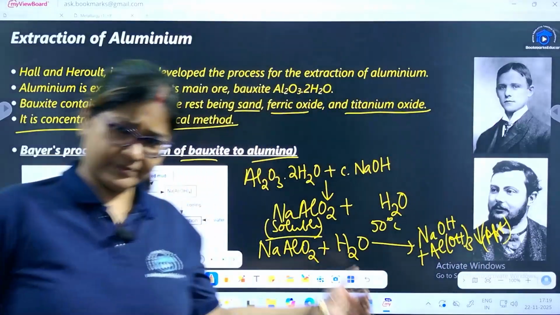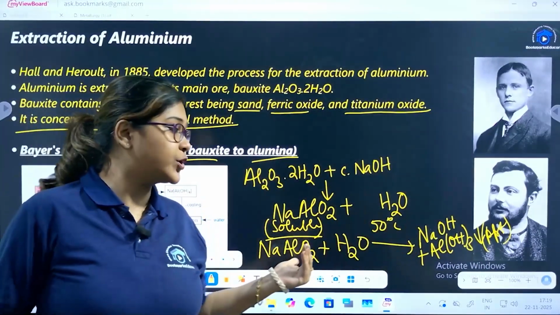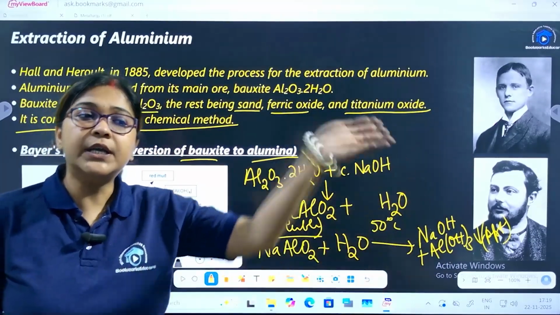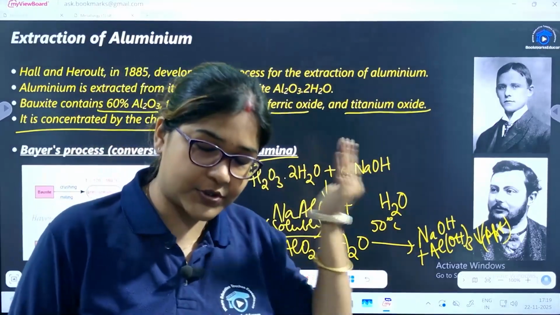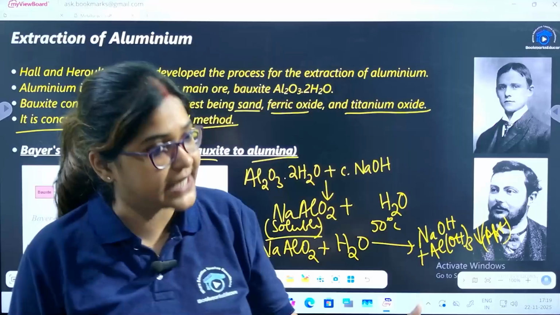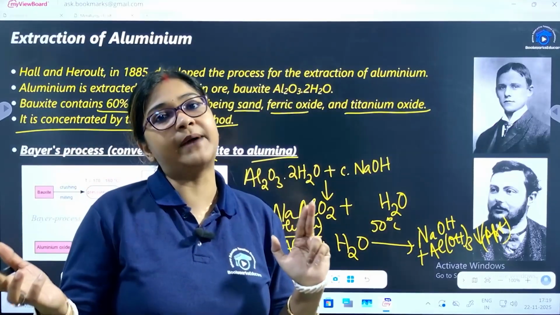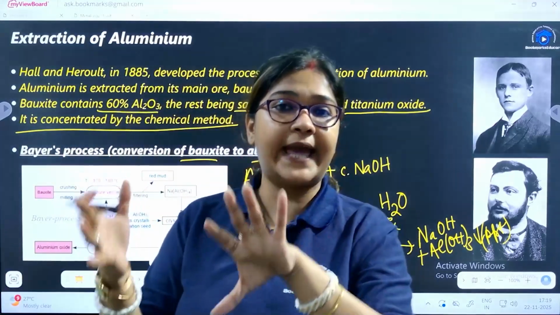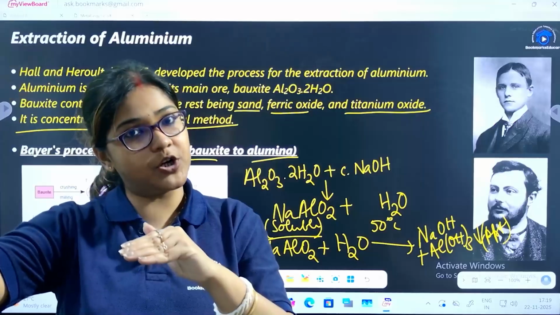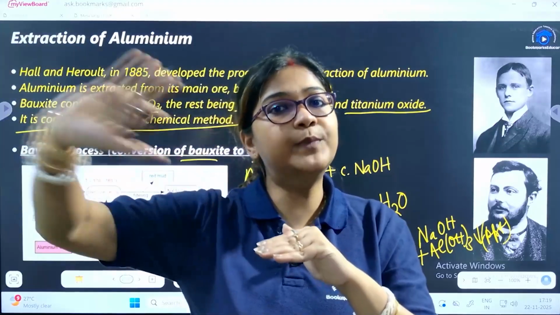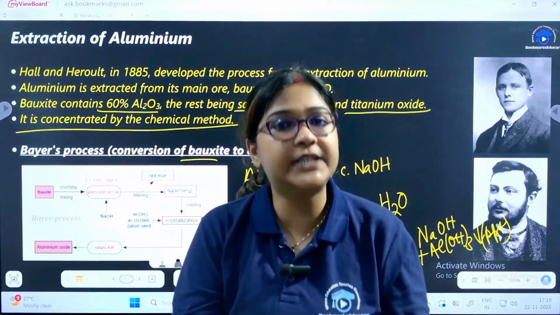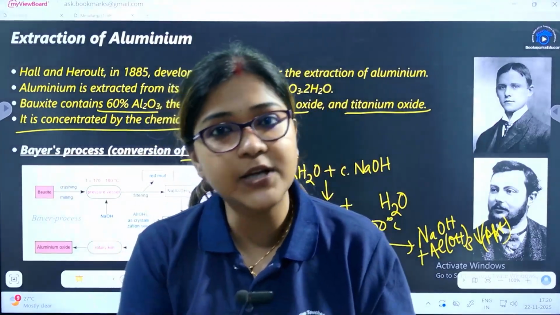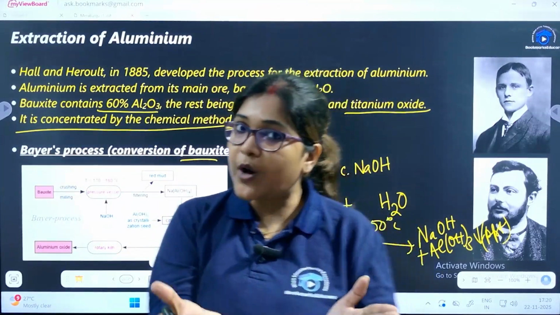So, when you are diluting the sodium metaaluminate with water, you are getting the precipitate of aluminium hydroxide. This aluminium hydroxide, then what will you do again? The precipitate is in the sodium hydroxide, and the soluble impurities are going in the sodium hydroxide. If you filter, what will you get? The residue is the precipitate that you are obtaining.